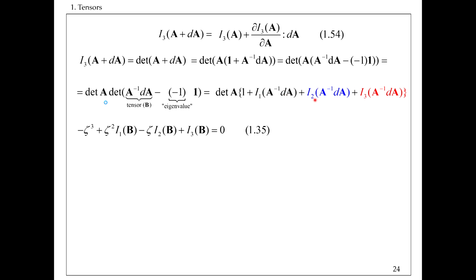The second one is I2, right? So this has quadratic terms in traces, and so it will be second order in dA. And with I3, this is a determinant, and so for example we can think about multiplying on the diagonal, so the order will be even higher, so that will be third order in dA. And again, just to summarize, I marked with blue the second order, quadratic in dA, and cubic in dA for the third invariant.